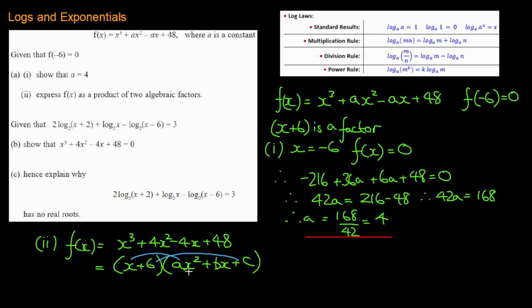x multiplied by ax squared is the only time we will get an x cubed term, and we know the coefficient of x cubed is 1. So I can say, therefore, a is equal to 1, and c, well, 6 multiplied by c must give us 48. So c is equal to 8. So how do we go on to find b?